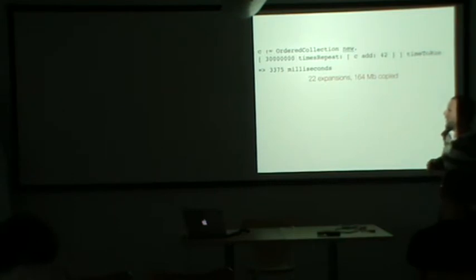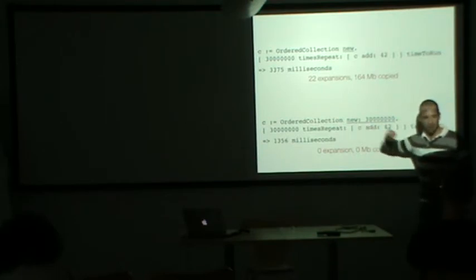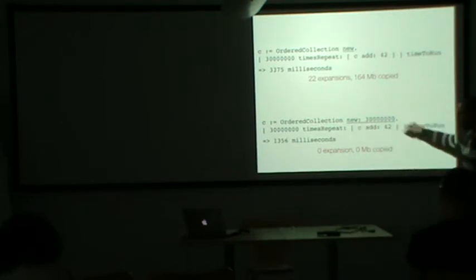And now, this piece of code can be sped up quite significantly if I properly initialize the instance with 30 million as an initial capacity.